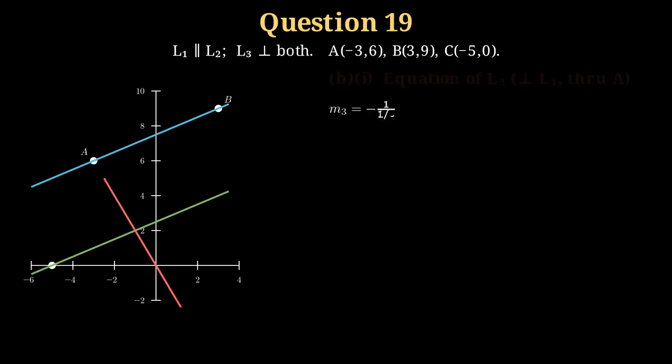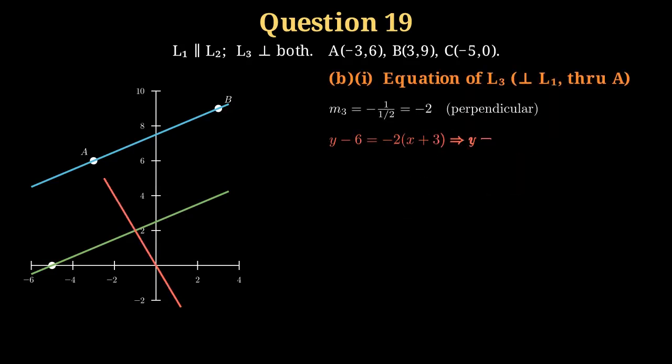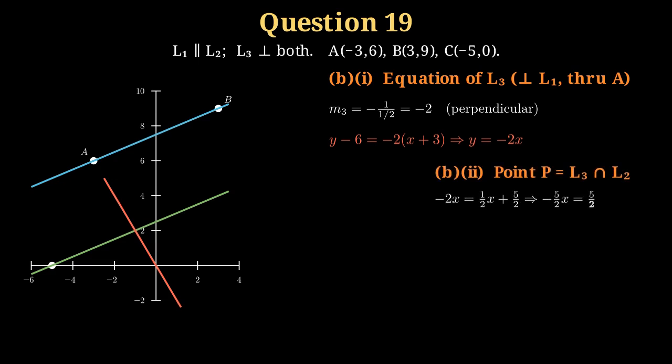Part B. 1. L3 is perpendicular to L1, so its gradient is the negative reciprocal of a half, which is -2. It passes through A. Using the point form, y minus 6 equals -2 times (x + 3), which simplifies neatly to y equals -2x.